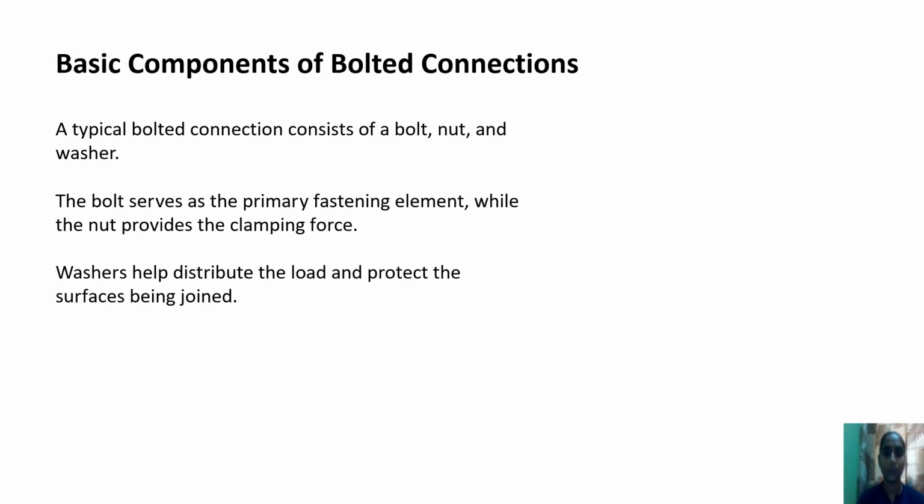Basic components of bolted connections. A typical bolted connection consists of a bolt, nut and a washer. The bolt serves as the primary fastening element, while the nut provides the clamping force. Washers help to distribute the load and protect the surfaces being joined.